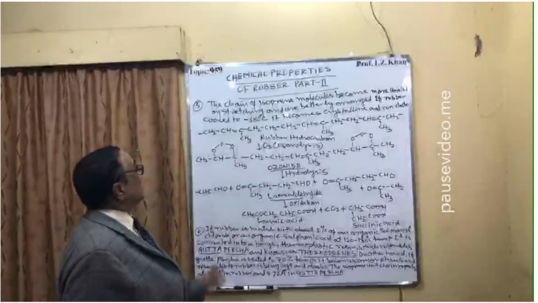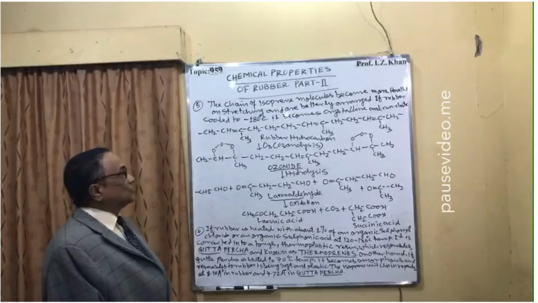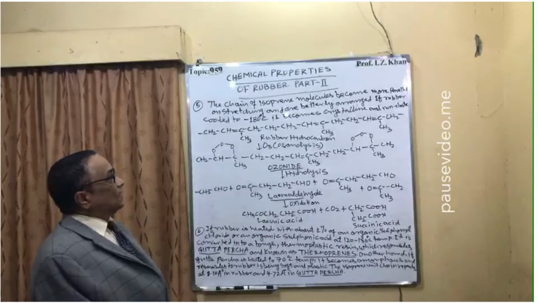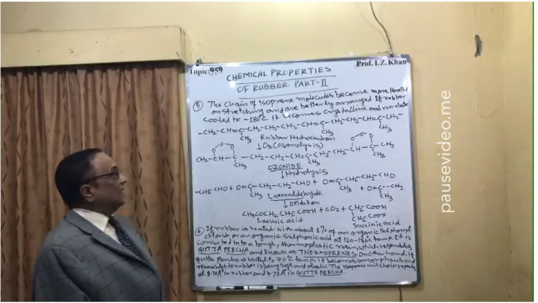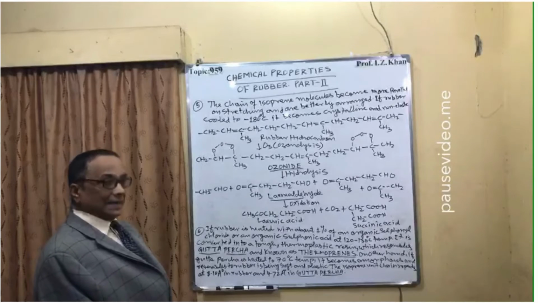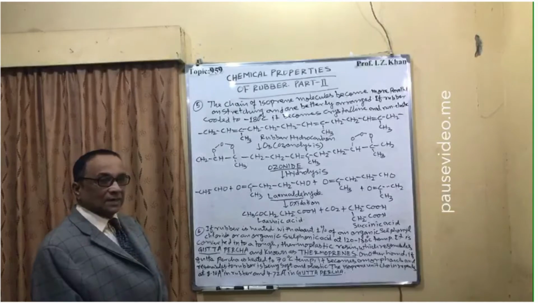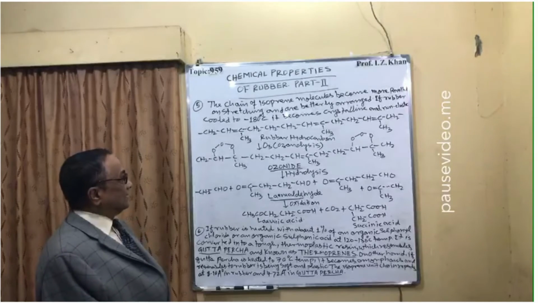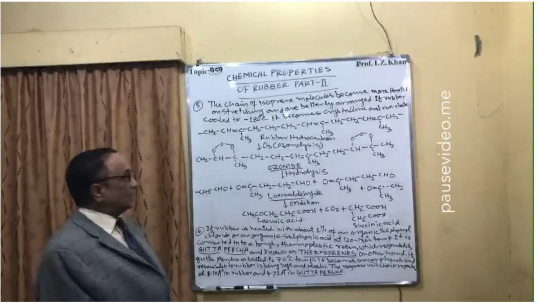Next is number 5. The chains of isoprene molecules become more parallel on stretching and are better arranged. If rubber is cooled to minus 180 degrees centigrade, it becomes crystalline and non-elastic.